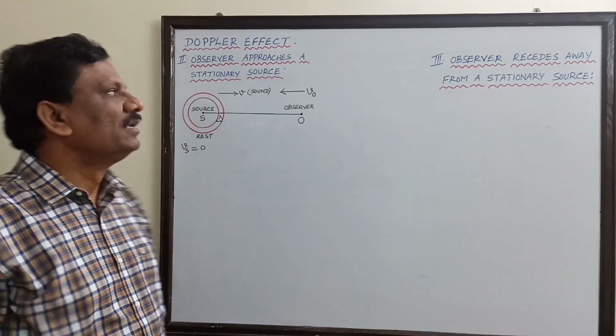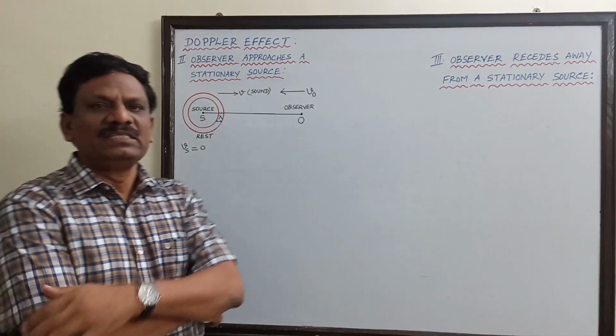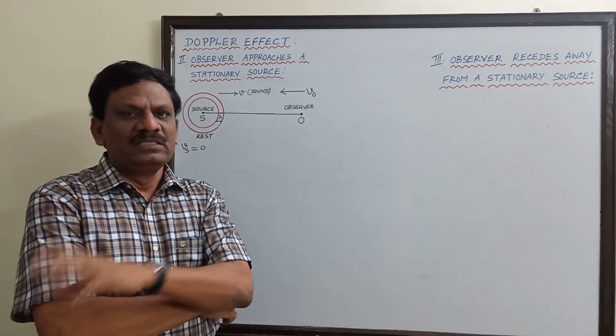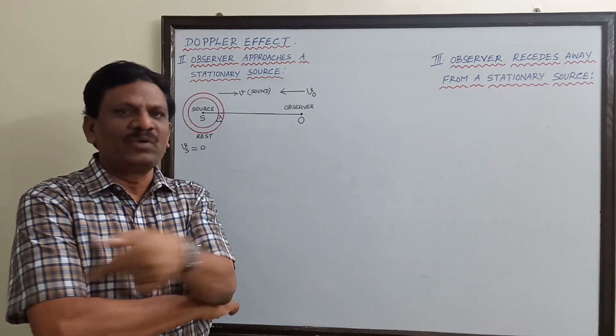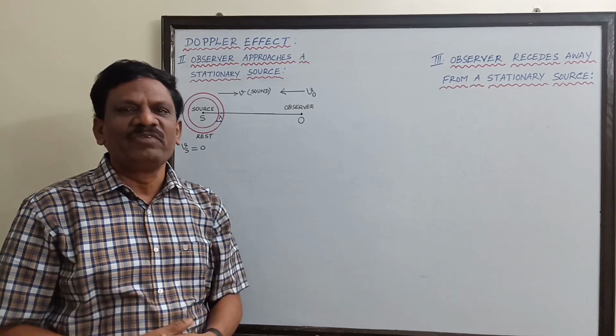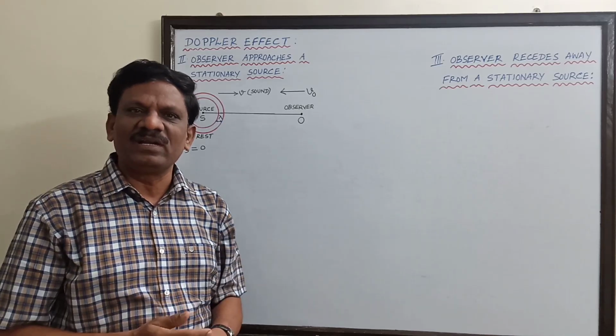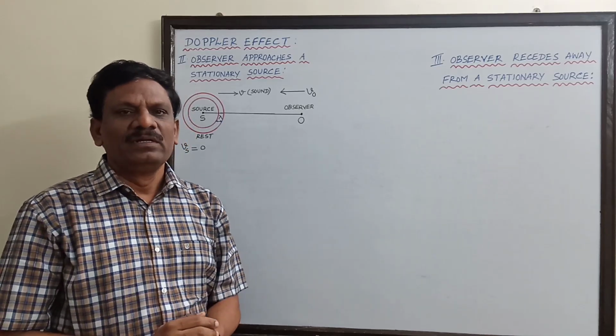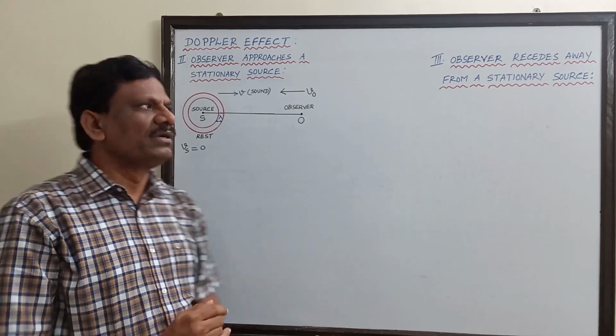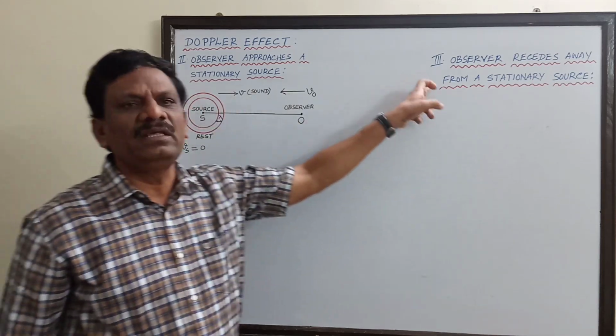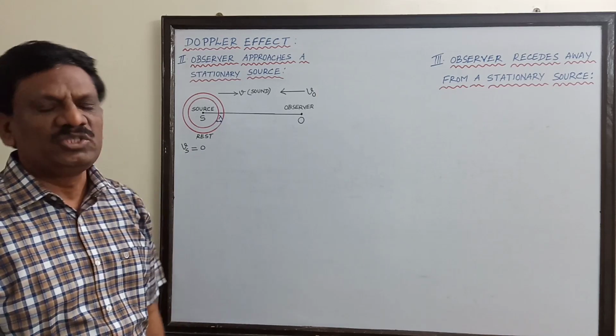Hi students. Now in Doppler effect, there are some special cases. In the previous case one, we have just now explained what will be the apparent frequency when both the source and the observer are at rest. So there is no change in the frequency. Now case 2 and 3 can be studied together.